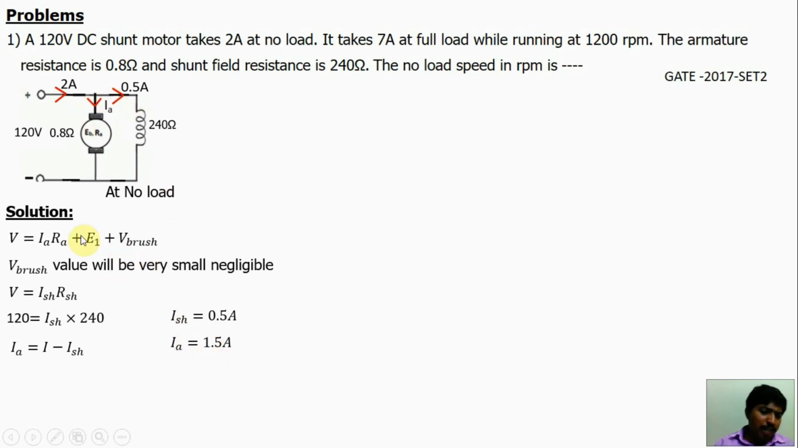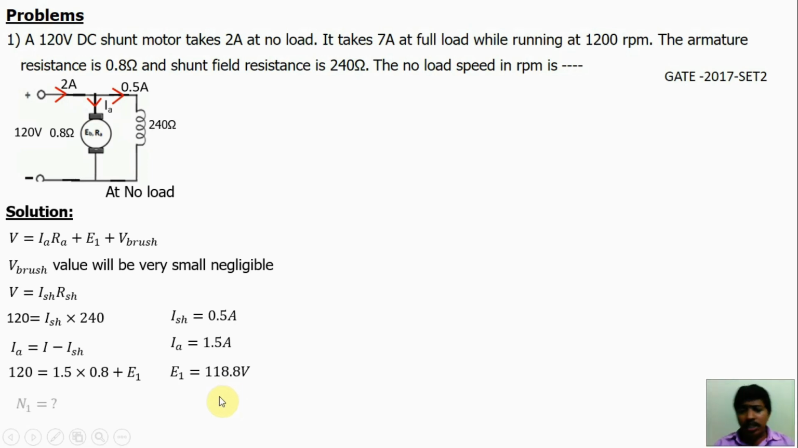Substitute this parameter in this equation, we can get the E1 value. So here V is equal to 120 volt, IA is equal to 1.5, RA is equal to 0.8, E1 is the unknown value. Brush drop is negligible. V brush is not given, so it will be considered 0. So from that, E1 value is equal to 118.8 volt at no load condition.